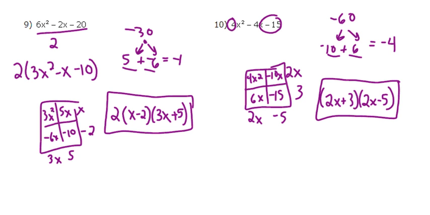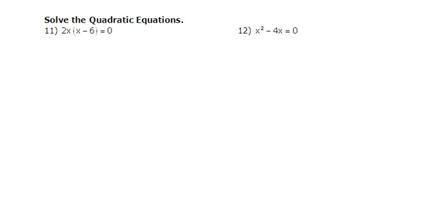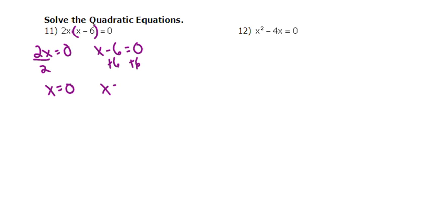So after we learn to factor, then we learn to solve. Now if you look at 11, this already has parentheses, and there's no exponent, so this is already factored. So once it's in factored form, remember we set both of our factors equal to 0, and we solve. So this one I divide by 2, I get x equals 0. This one I add 6, I get x equals 6.